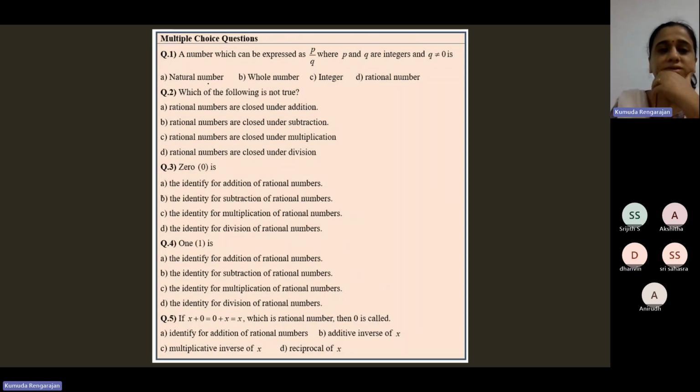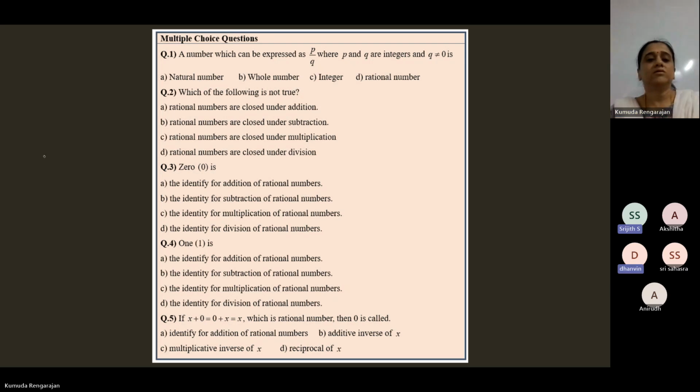I've shared my screen. You can see multiple choice questions, 1 to 5. Answer the first one. You don't have to write anything as of now. I'll give you instructions. For now, you don't have to write.